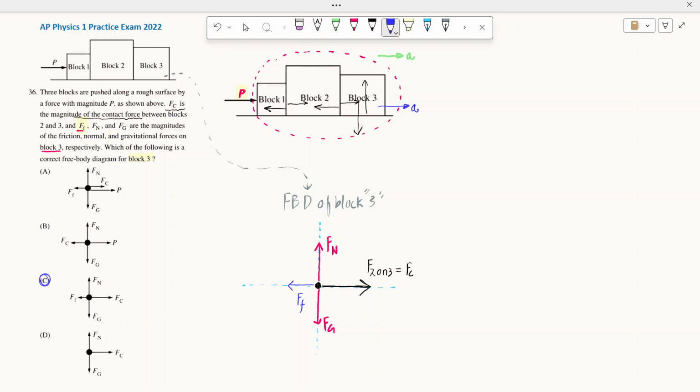And just before you leave the video, I want to show you, if we apply Newton's second law, then the sum of all forces, the resultant force, is equal to m3a.